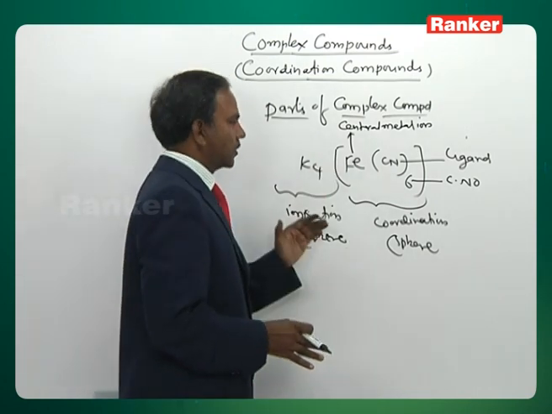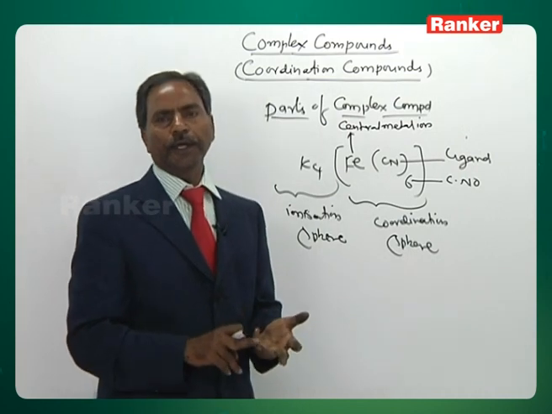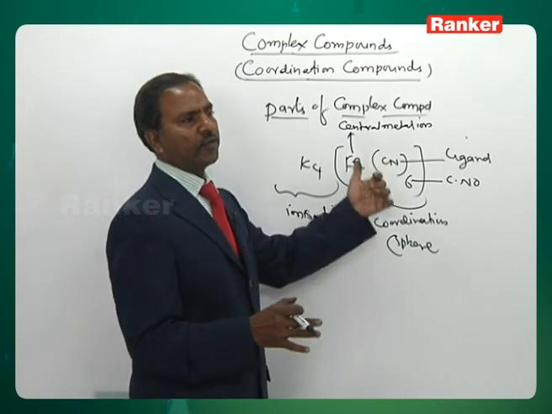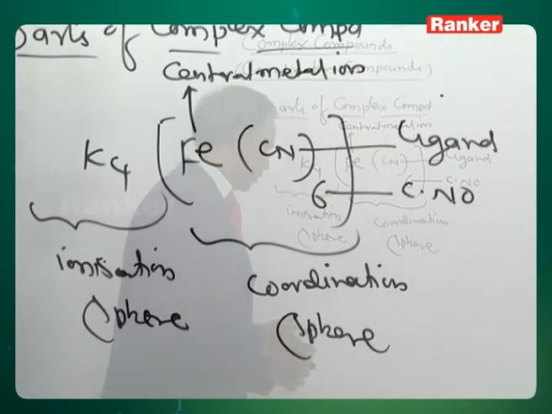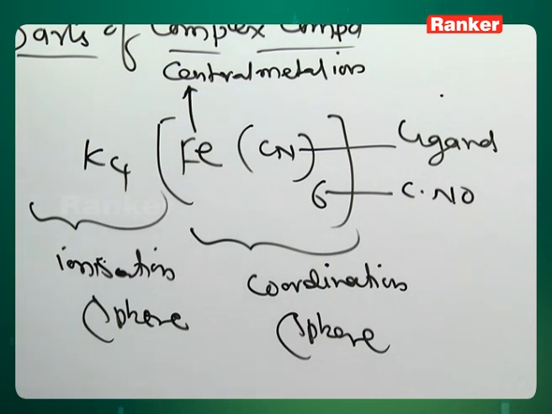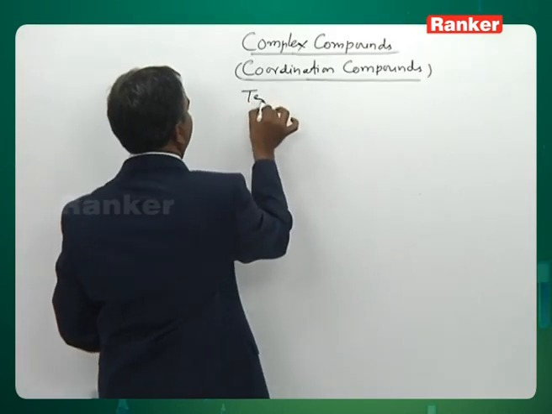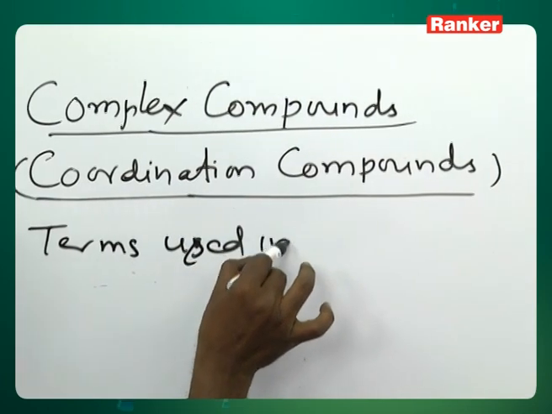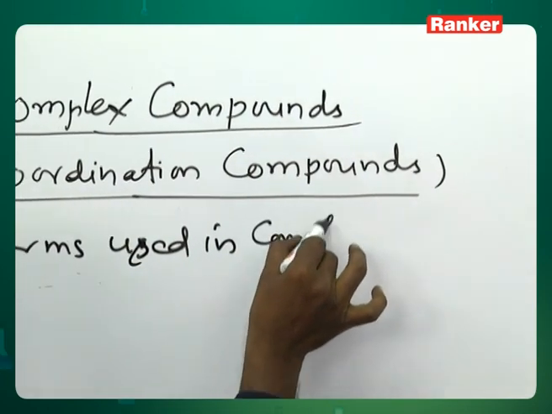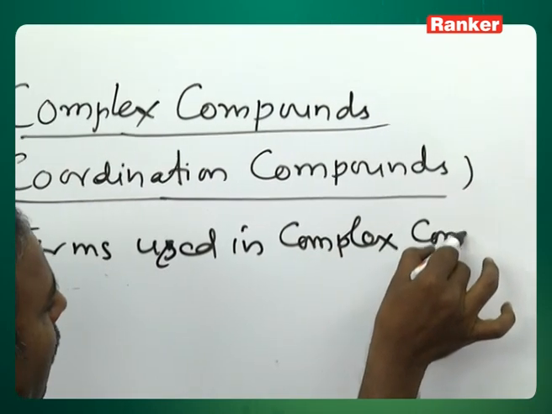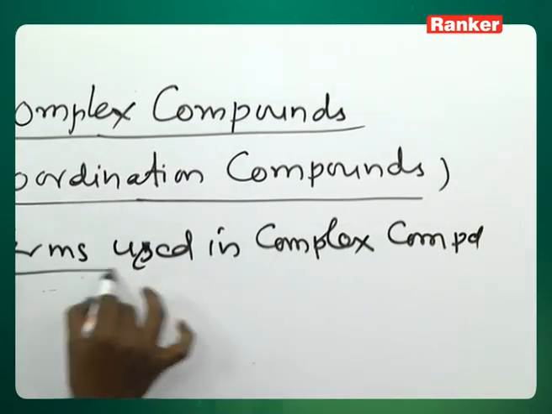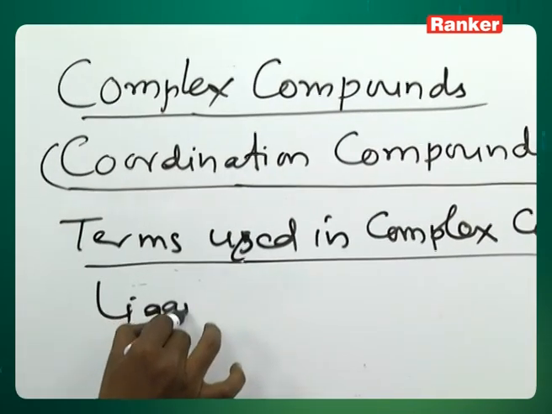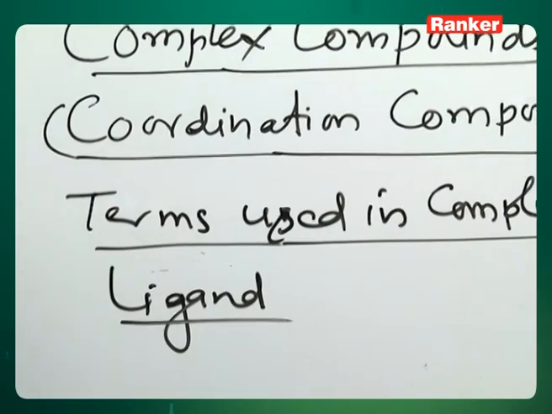Let us discuss a few ligands: monodentate, bidentate, tridentate, tetradentate, pentadentate, and hexadentate. Now I will show the discussion of ligands. Terms used in complex compounds. The first important term I mentioned is the ligand.